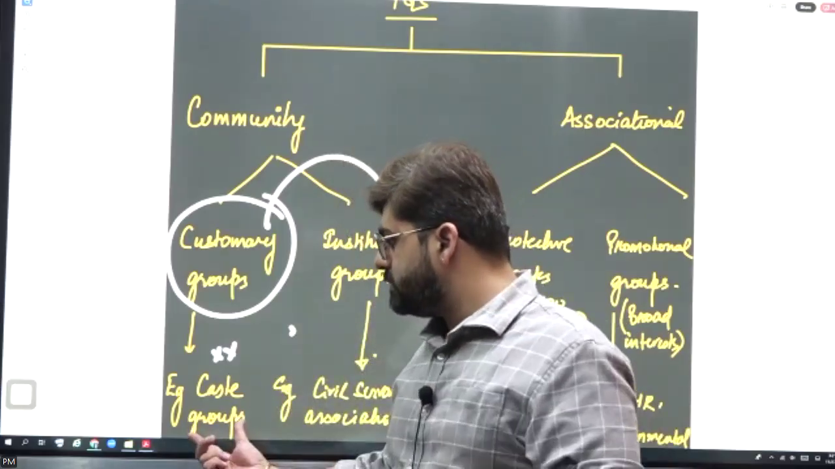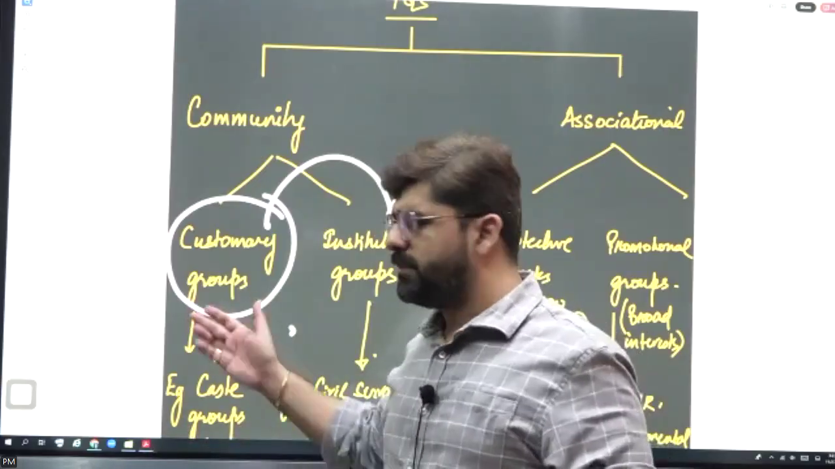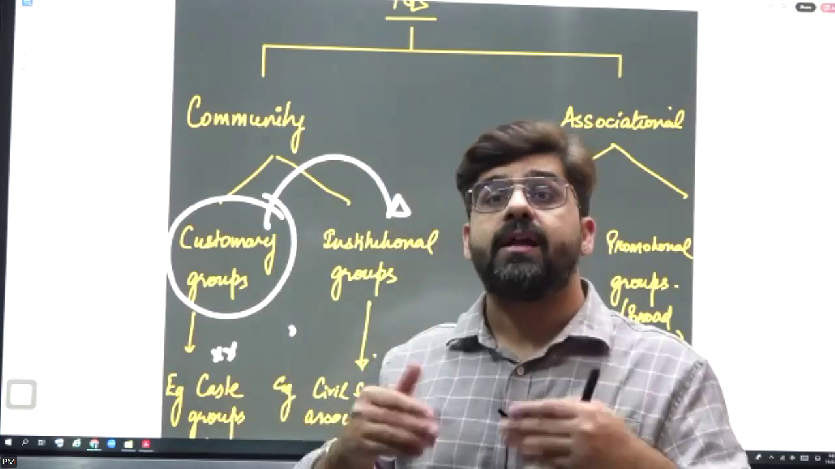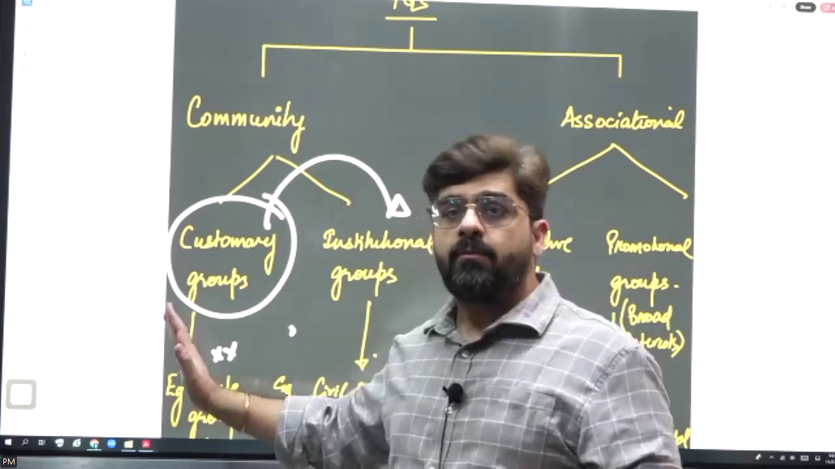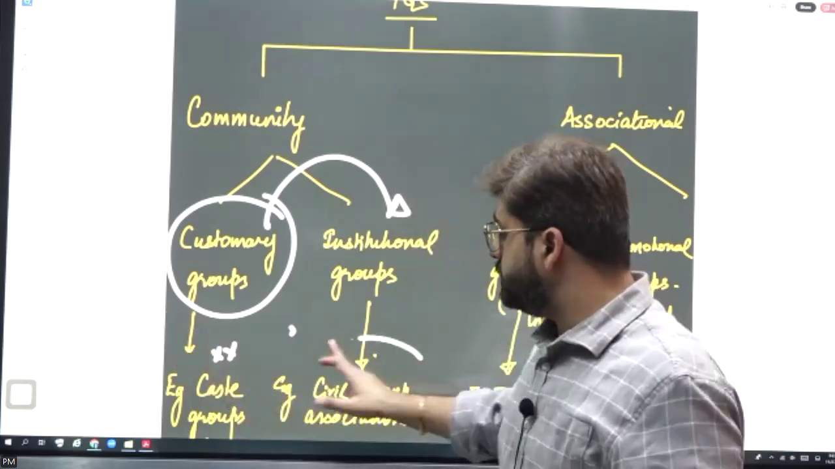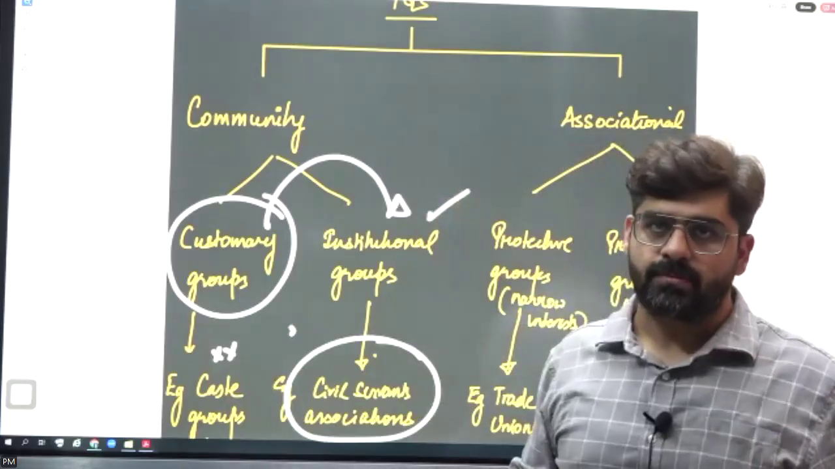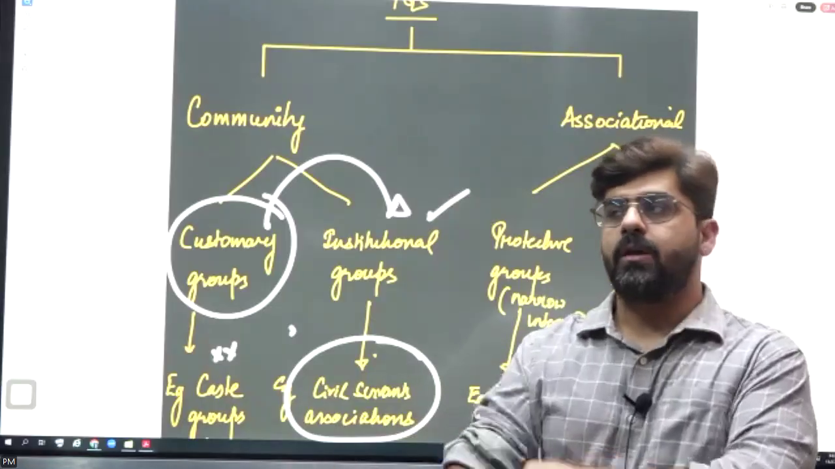यहां पर जब हम मॉडर्नाइज नहीं हैं तो कास्ट ग्रुप्स ज्यादा इंपॉर्टेंट होंगे, या I beg your pardon, कस्टमरी ग्रुप्स ज्यादा इंपॉर्टेंट होंगे. मतलब कास्ट जैसे ग्रुप्स, RSS जैसे ग्रुप्स, ये ज्यादा इंपॉर्टेंट होंगे. The moment you are getting modernized, now दूसरे टाइप के ग्रुप्स ज्यादा इंपॉर्टेंट हो जाएंगे which are institutional in nature. For example, civil servants association.